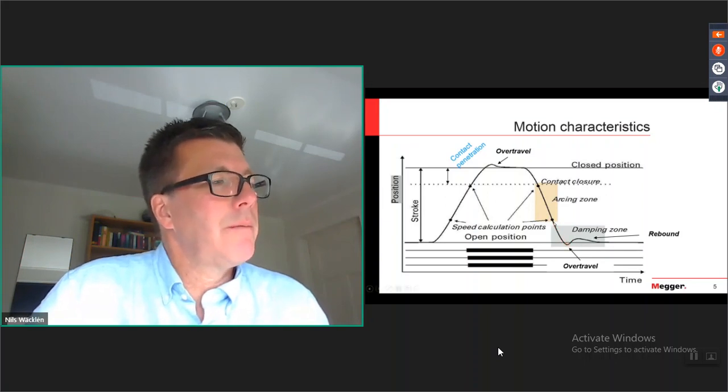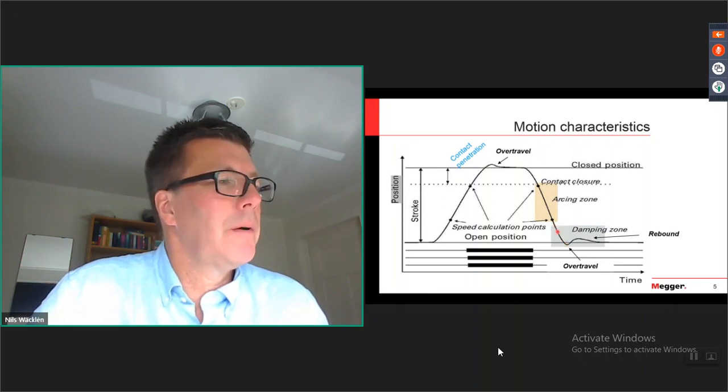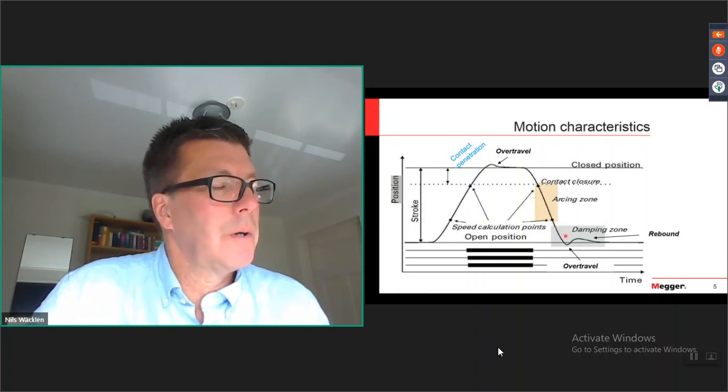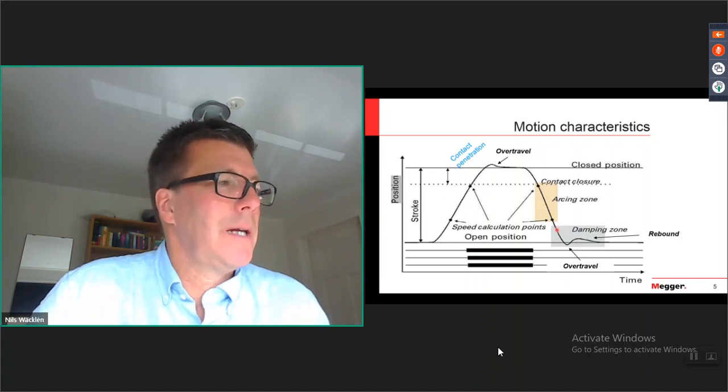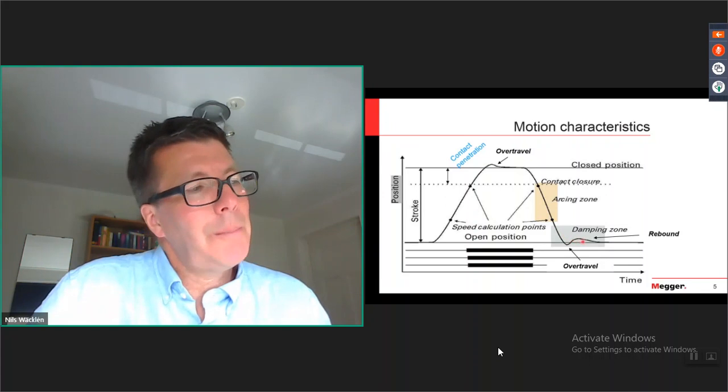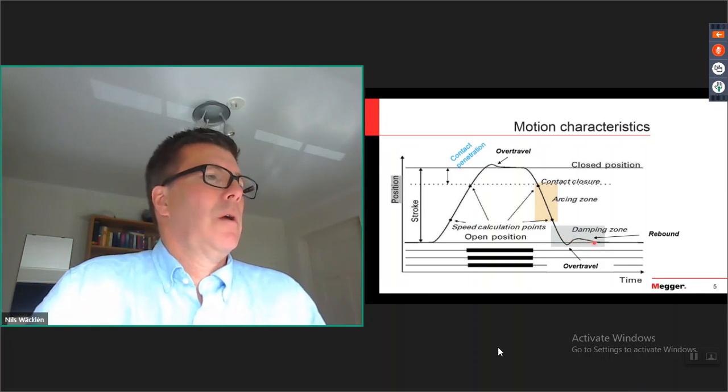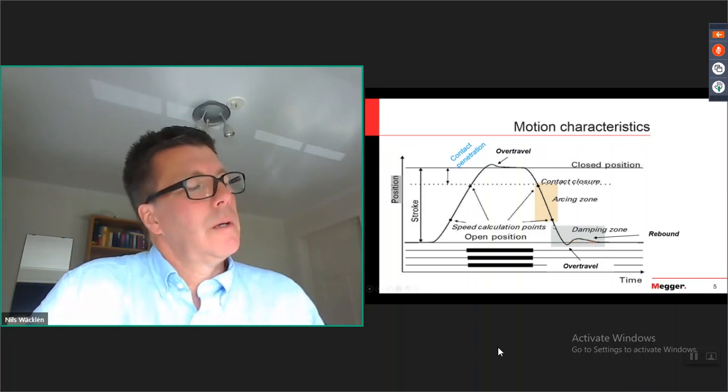So many breakers, you can see very clearly that at some point here, it's bending. The curve is slowing down. The speed is slowing down, and that's when the damping kicks in. So that also depends on the breaker design, how it should be.